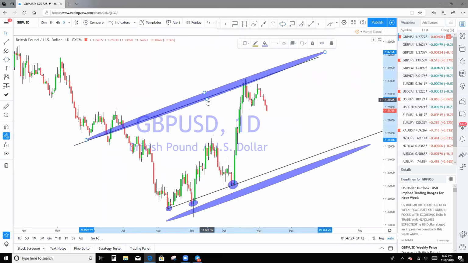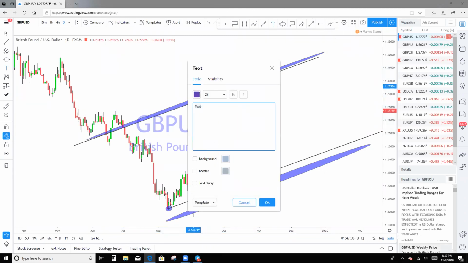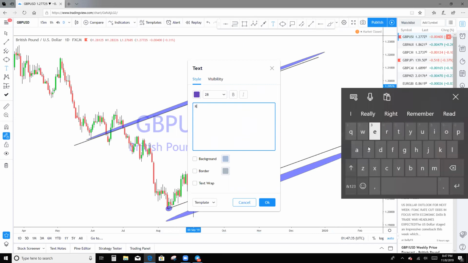Some of you guys may identify this as resistance. This could be your resistance line, right? I'm going to go over some basic stuff too. So some of you guys may say this is my resistance line, my RES.